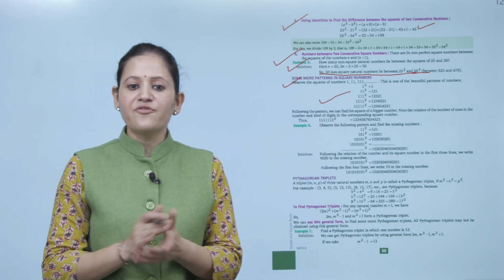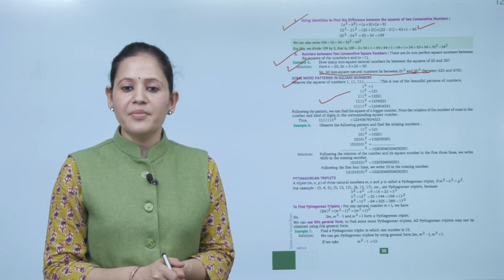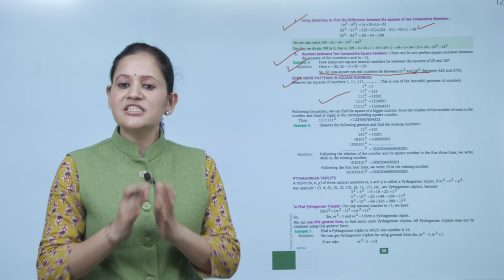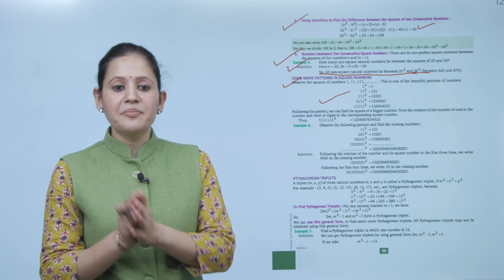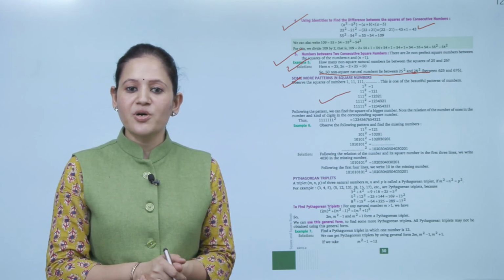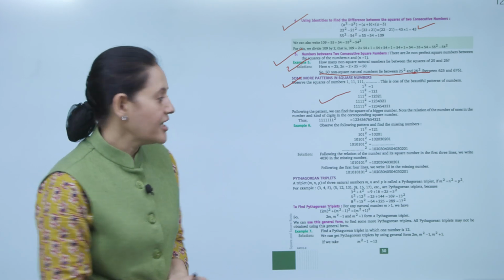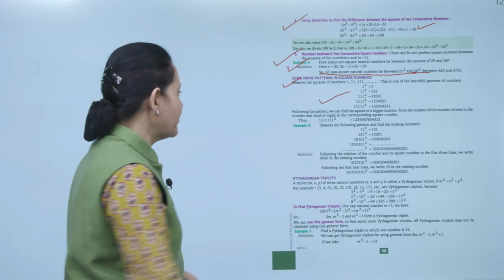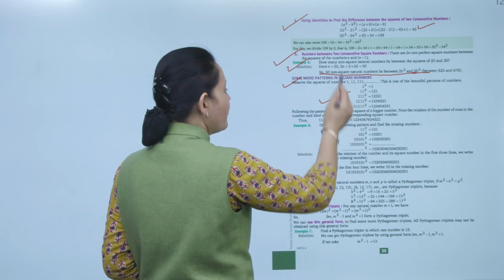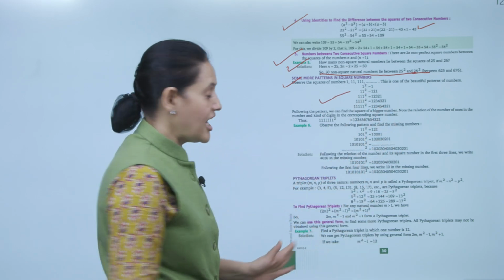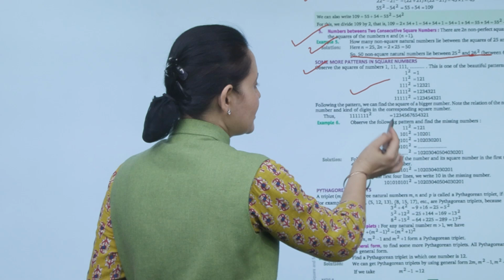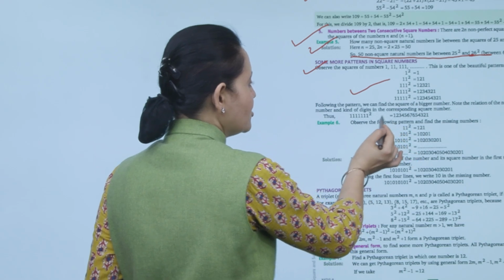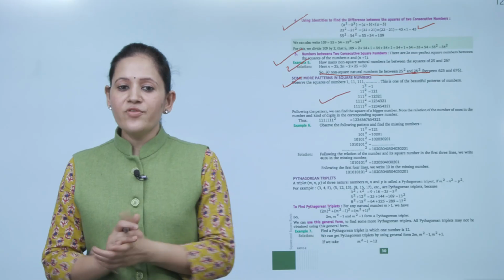Following the pattern, we can find the square of a bigger number. Note the relationship between the number of ones in the number and the number of digits in the corresponding square number. Like here, we have to find the square of the given number. So that is equal to 1, 2, 3, 4, 5, 6, 7, and then after that the digits repeat in reverse: 6, 5, 4, 3, 2, 1. Clear? Now we'll take an example.